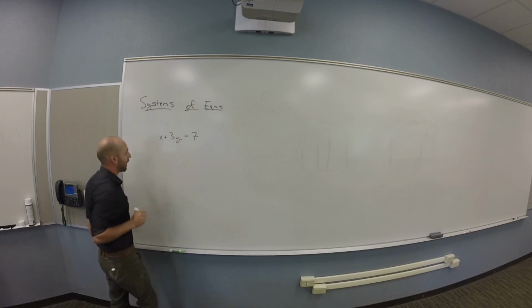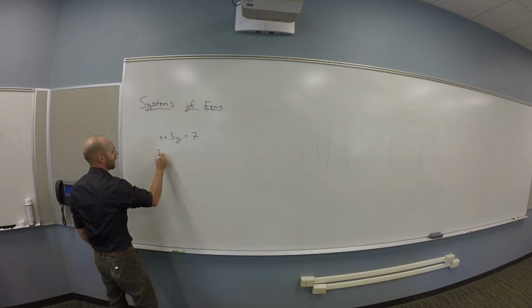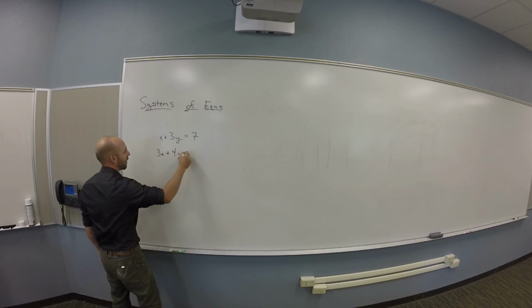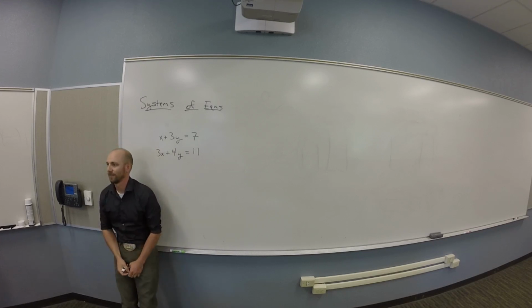Here is one thing. x + 3y = 7. Here's another thing. 3x + 4y = 11. Okay, what are these things? Equations. Systems of lines.